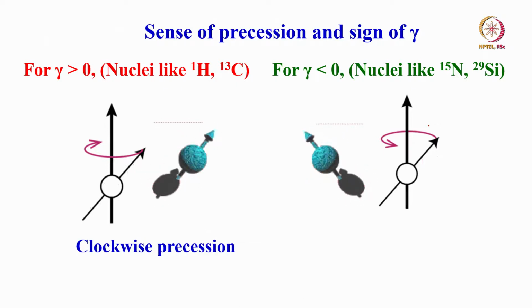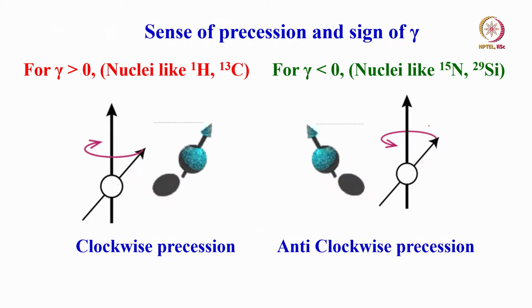Like nitrogen-15 and silicon, the sense of precession for the sign of gamma is different. One goes in the clockwise precession, the other anti-clockwise precession. They are very important in NMR when you want to understand lots of things.